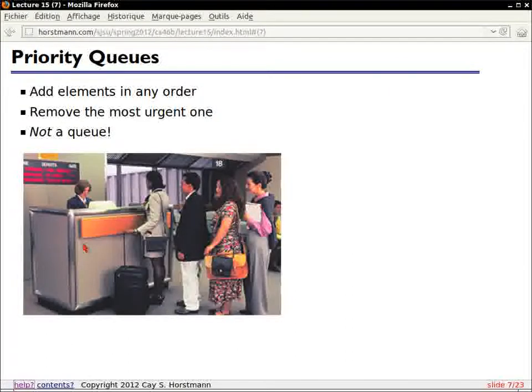Finally, oops, there are priority queues. I put the wrong photo in here. Sorry about that. I need to fix the image.